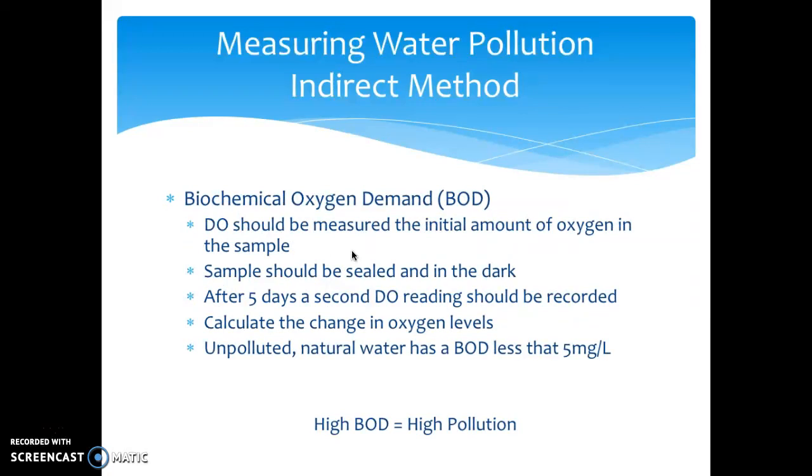So how do you do this? Well, you can take a sample, you can take the initial measurement, and then you can put the sample away in the dark for 5 days. And then you take another sample, and then you make a comparison of the amount of oxygen in the first one and the amount of oxygen in the second one. You have to take into account the volume as well. The most important thing for you to know is that natural water should actually contain less than 5 milligrams per liter of dissolved oxygen, and the higher this number, the higher the pollution. So that's the general rule.